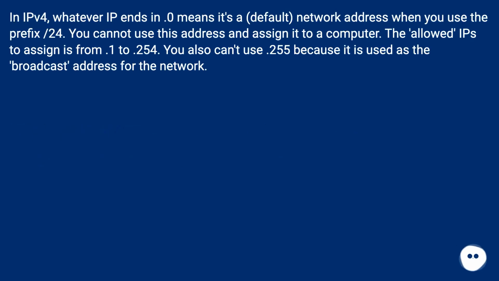In IPv4, whatever IP ends in .0 means it's a default network address when you use the prefix 24. You cannot use this address and assign it to a computer. The allowed IPs to assign are from .1 to .254. You also can't use .255 because it is used as the broadcast address for the network.